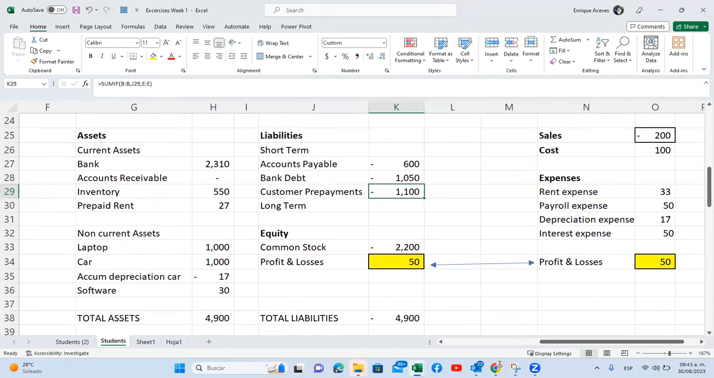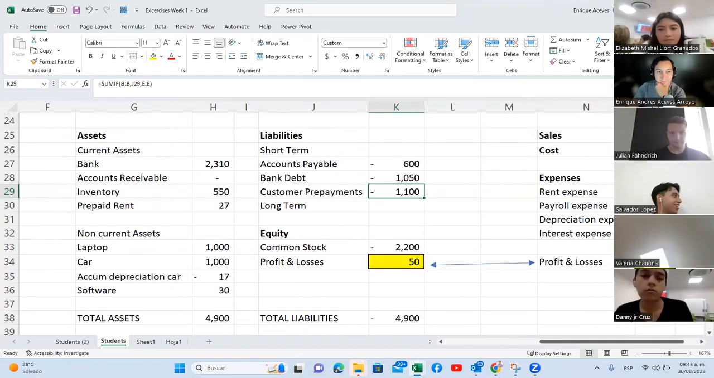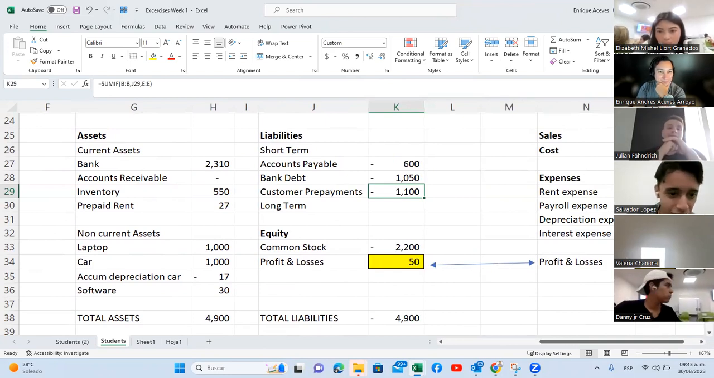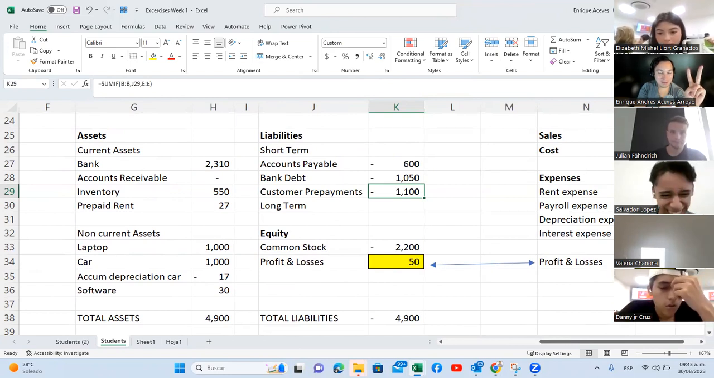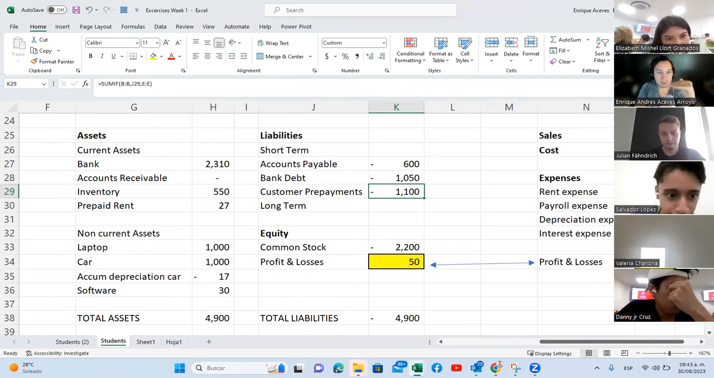Profe, ¿cómo se sacaba el common stock? Como todo lo demás. Common stock, o sea, al final tienes dos registros de capital. El primero, y cuando volviste a meter $1,000 para el vehículo.